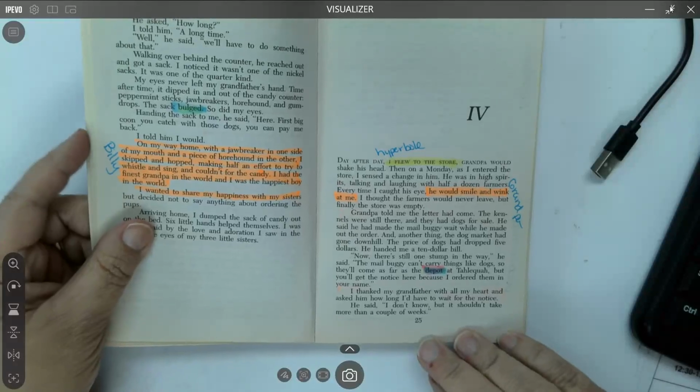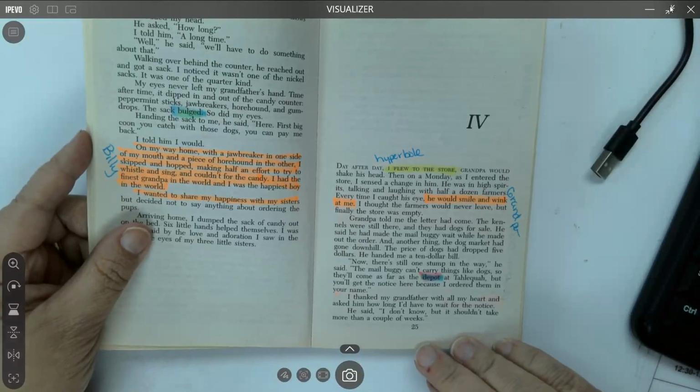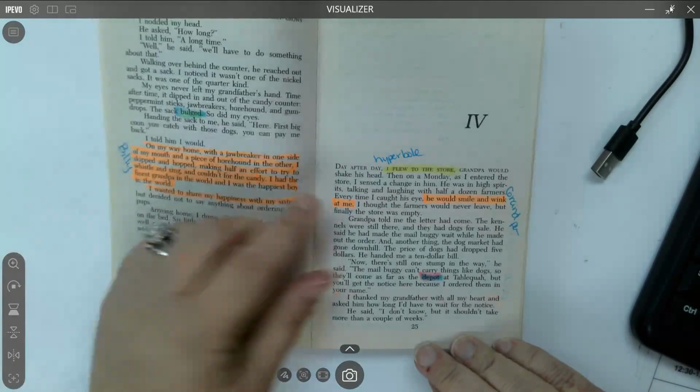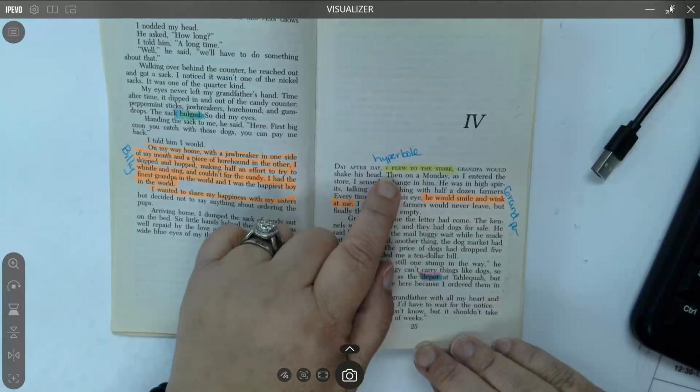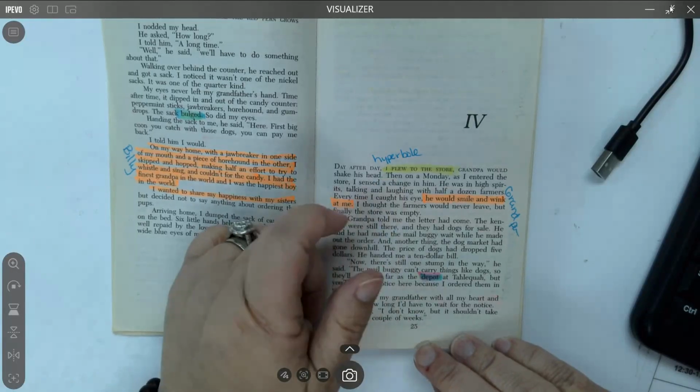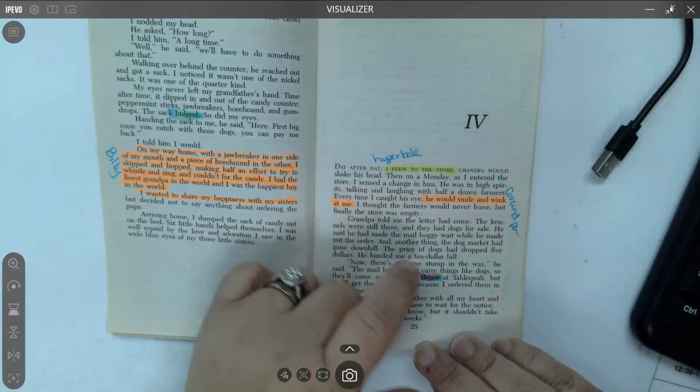So the first thing that I have noted here on the first page of chapter 4 is a hyperbole. "I flew to the store." Pretty sure he didn't actually fly. So that's a hyperbole. It's an extreme exaggeration.